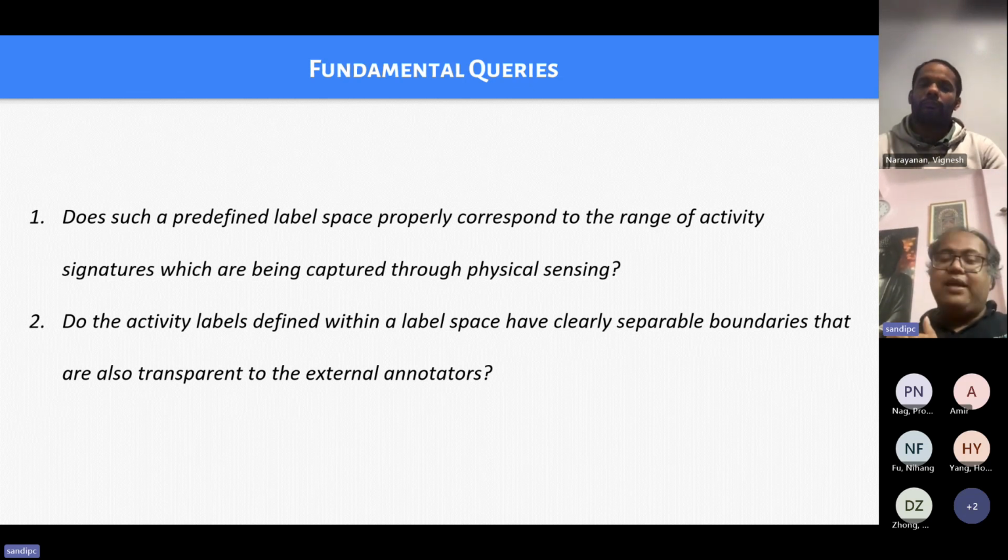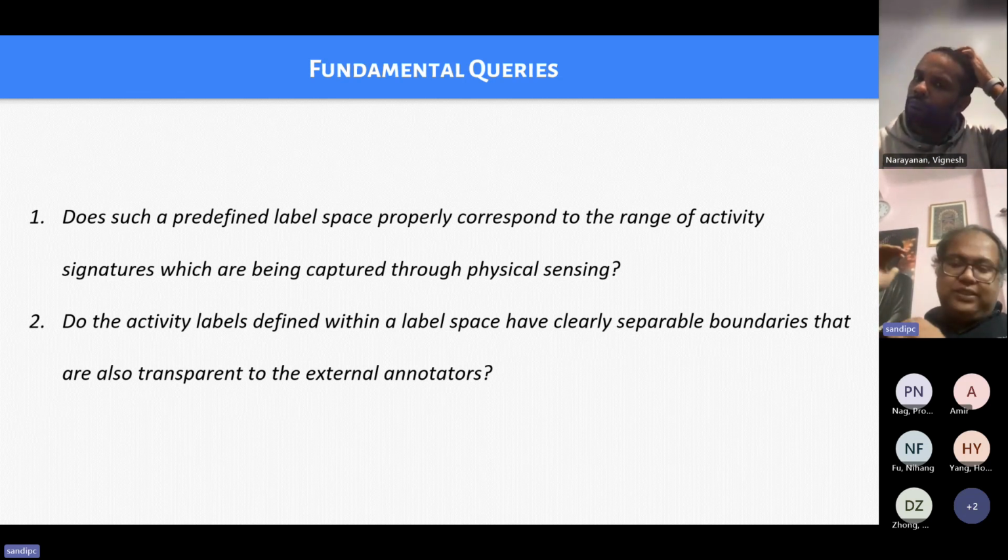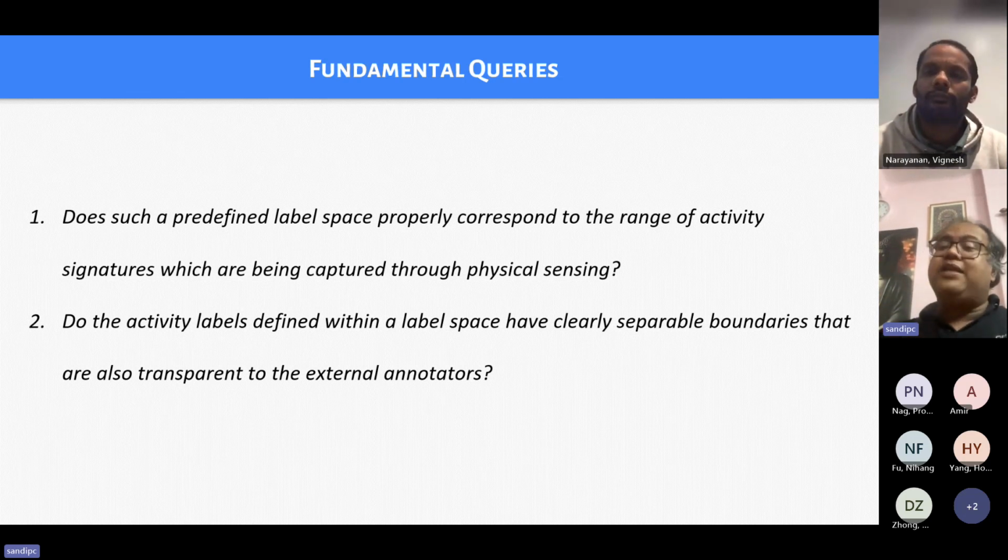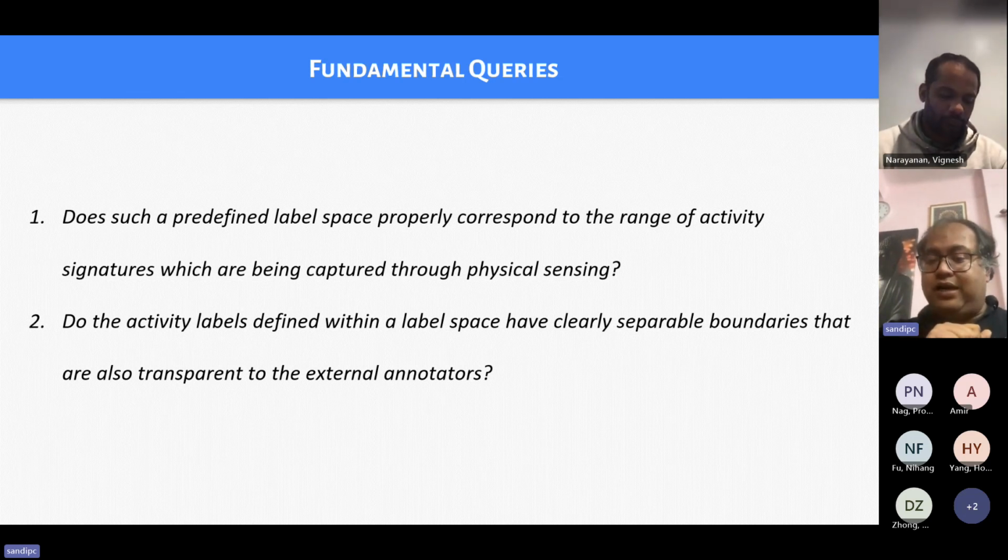This is very important, and many times while we label the data, we do not keep it in mind. We just define some labels depending on what we actually try to do from the data. But we do not think about whether the entire data set that I am capturing corresponds to this set of labels, or whether there can be something else.